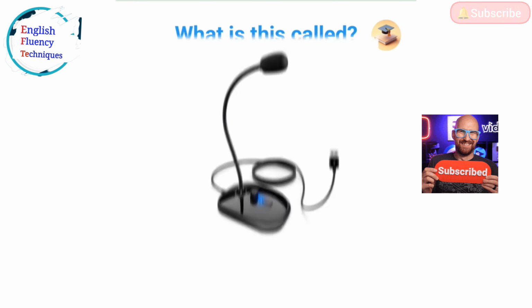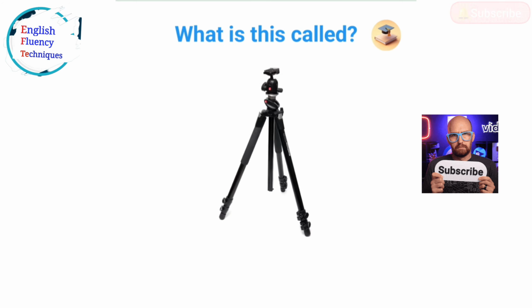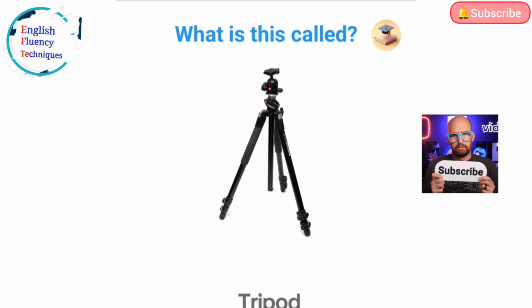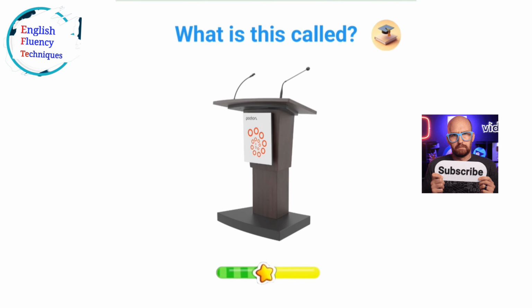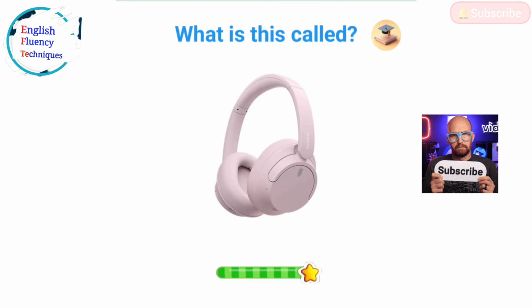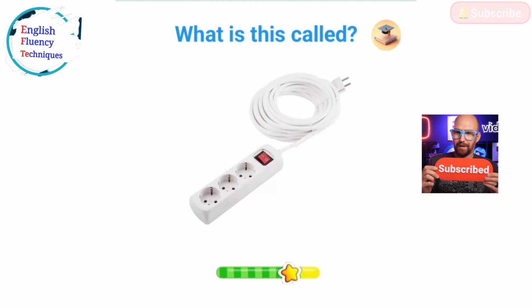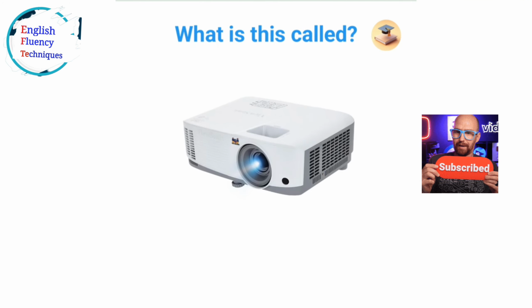What is this called? Portable speaker. What is this called? Microphone. What is this called? Tripod. What is this called? Podium. What is this called? Headphone. What is this called? Extension cord.